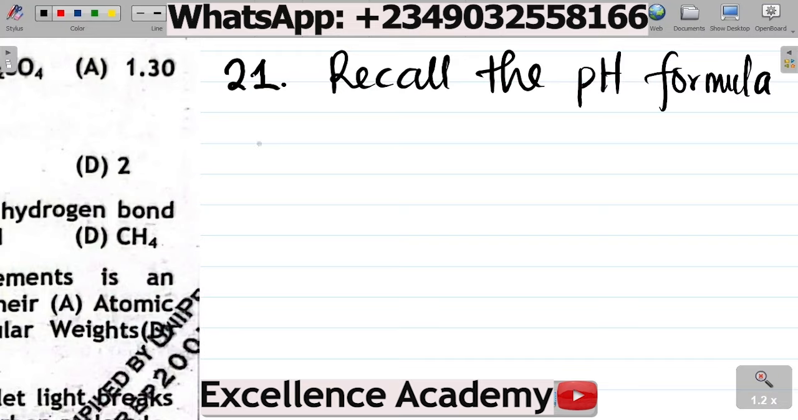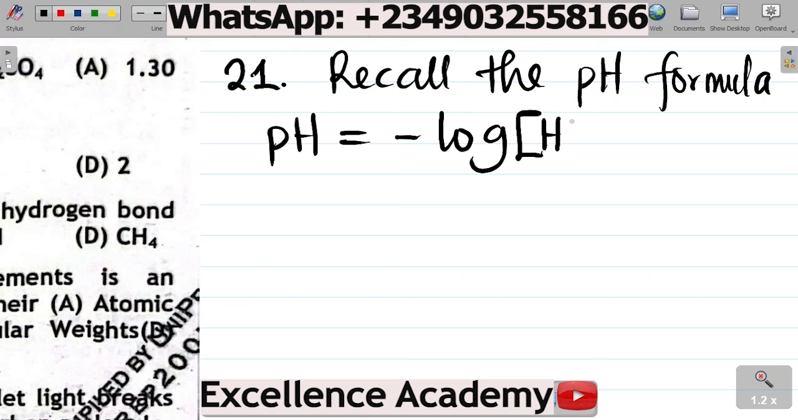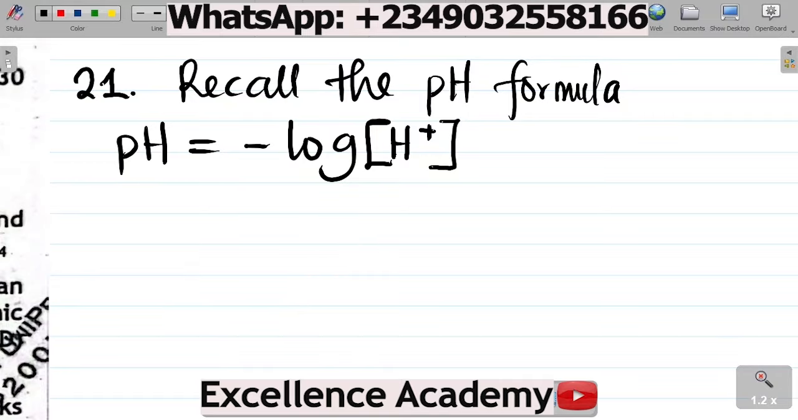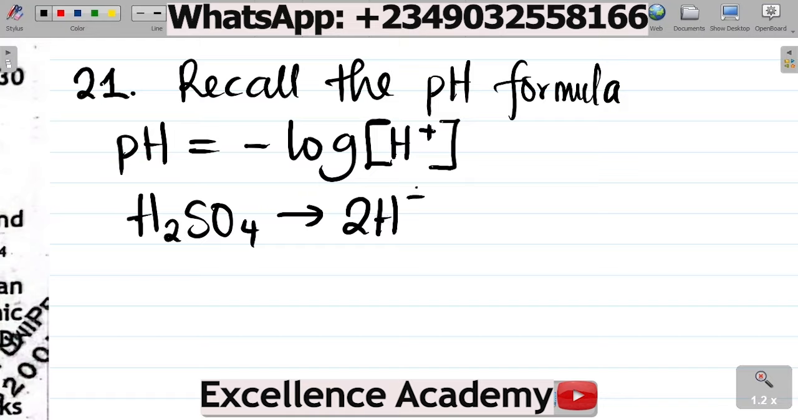And the pH formula is given by pH is equal to negative log of the concentration of hydrogen ion. Negative log of the concentration of hydrogen ion. And if you write out the equation of the reaction, we'll have that H2SO4, that's tetraoxosulfate 6 acid, will be broken down into two ions. The first one is the hydrogen ion, that's this, plus we have SO4 2 minus ion. That's tetraoxosulfate 6 ion.